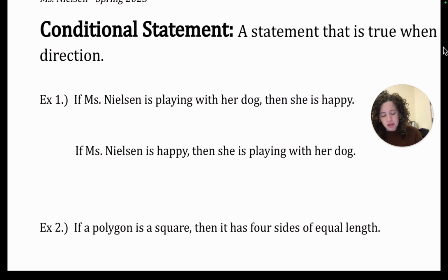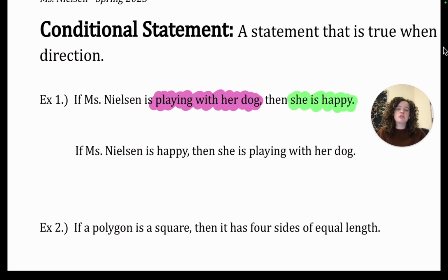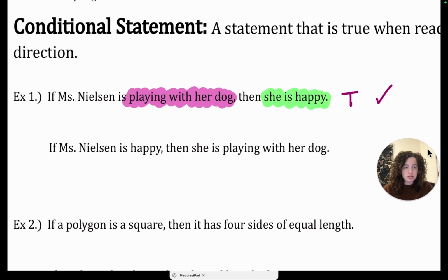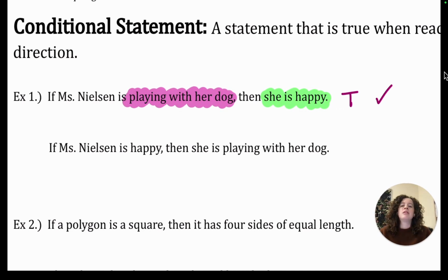So, the first part of this conditional statement is that I am playing with my dog. All right, no problems with that. The second part of my statement is that I am happy. All right, so if I'm playing with my dog, then I am happy. Is that true? Yes, absolutely. We're going to say yes, that's true. Absolutely, no problem. Oops, I'm covering my little check mark. I'll move myself down here. All right, if I'm playing with my dog, then I am happy.